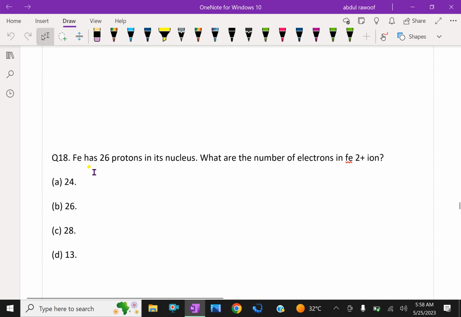Fe, that is iron, has 26 protons in its nucleus. What is the number of electrons in Fe2+ ion? Here 24, because Fe has 26 electrons, it becomes a positive ion, means it loses 2 electrons, so 26 minus 2 is 24.